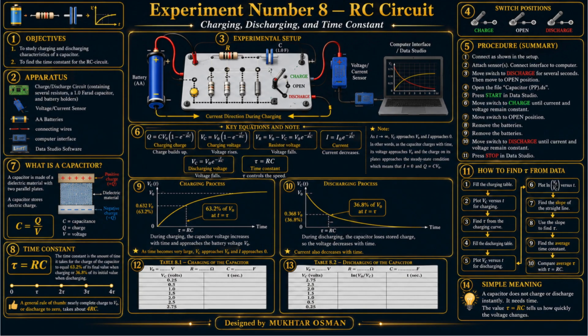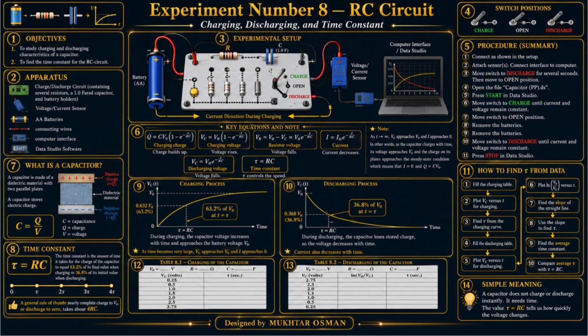Discharging: voltage VC equals V0 e to the power of minus t over RC, voltage falls. Time constant tau equals RC. Tau controls the speed. Note as t approaches infinity, VC approaches V0 and I approaches 0. In other words, as the capacitor charges with time, its voltage approaches V0, and the charge on its plates approaches the steady-state condition, which means that I equals 0 and Q equals C V0.